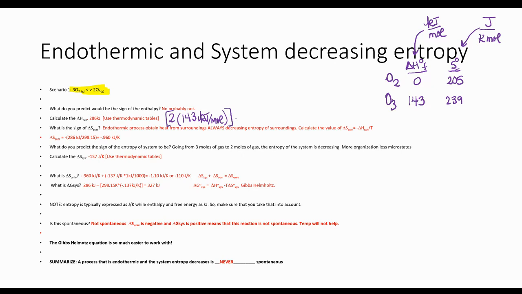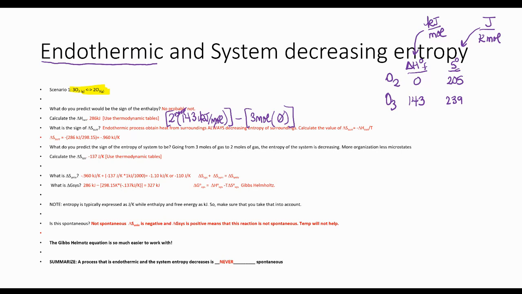And then I'm going to subtract off 3 times 0. Notice I got a little lazy. This should be moles there because that's going to cancel with the moles. Okay, so 2 times 143 should be 286 kilojoules. Okay, now the question is, that's our enthalpy for our reaction. Okay, endothermic. So this is an endothermic process.